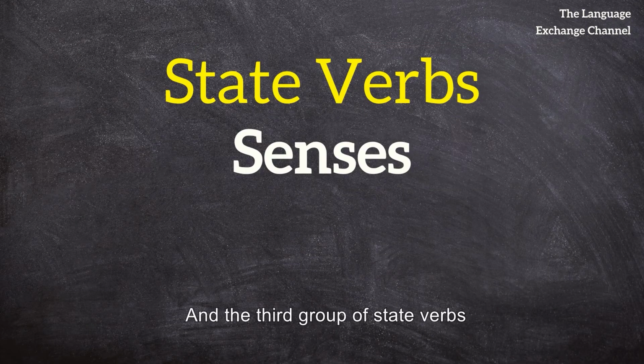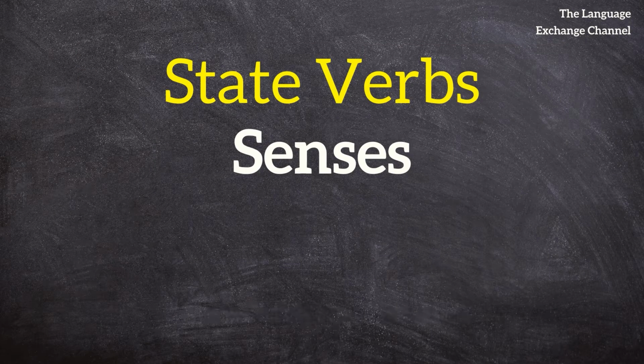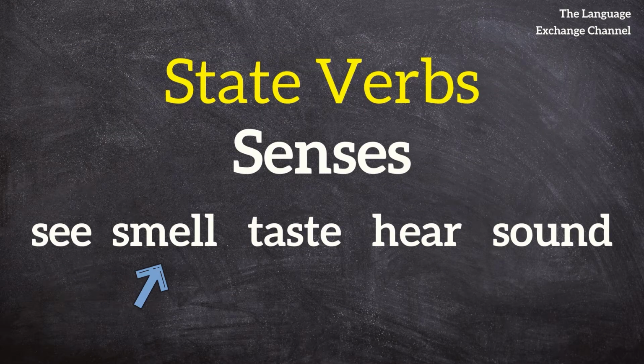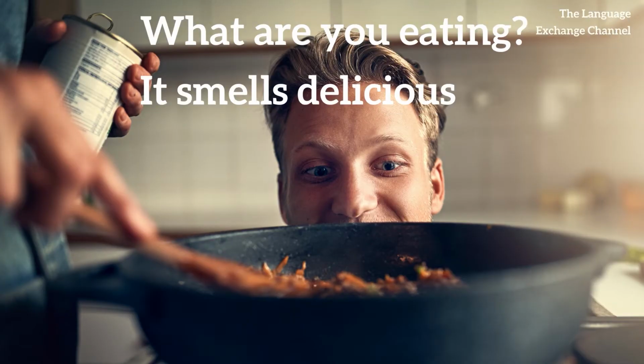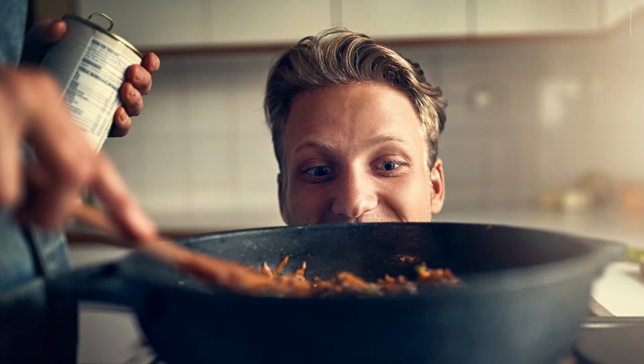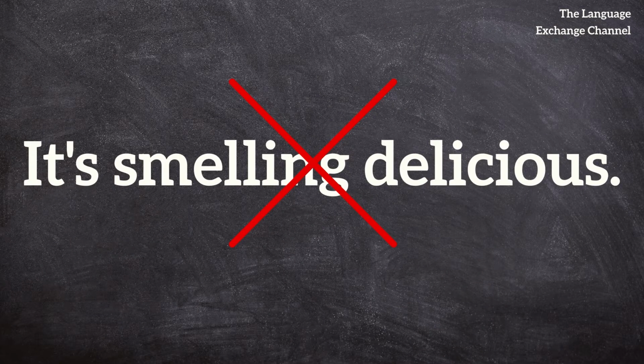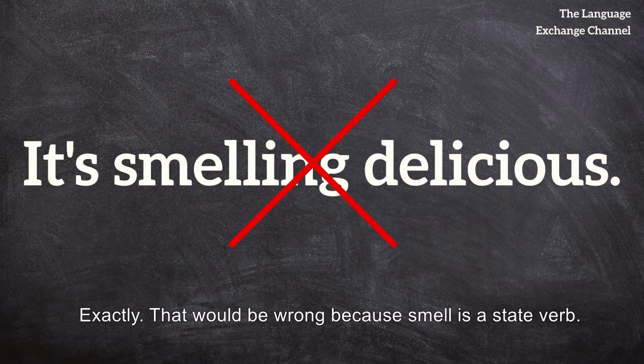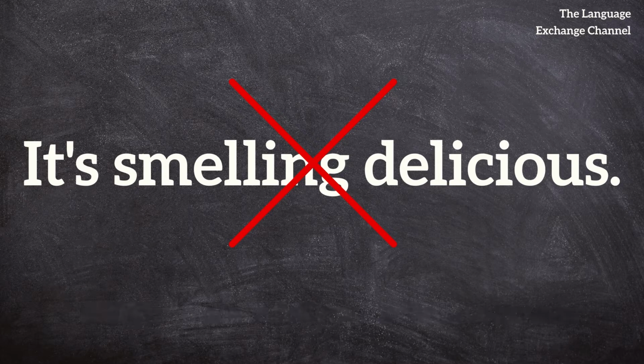And the third group of state verbs are verbs that describe senses. Verbs like see, smell, taste, hear, and sound. Another example. What are you eating? It smells delicious. I don't say it's smelling delicious. Exactly. That would be wrong because smell is a state verb.